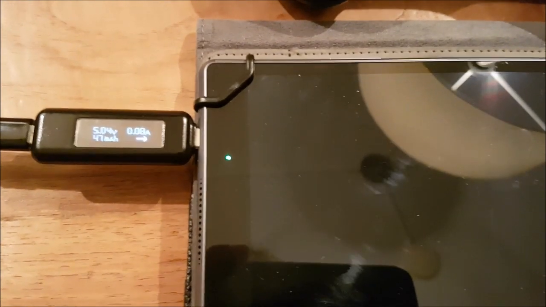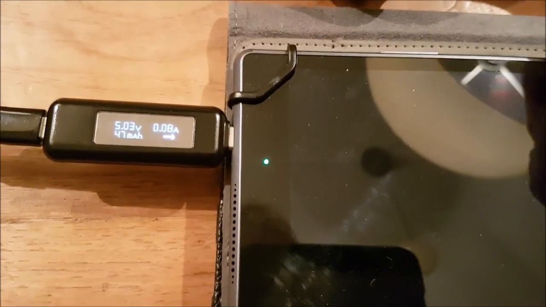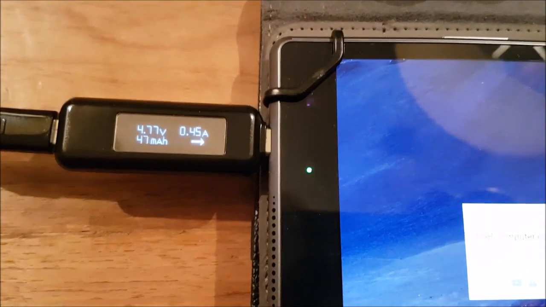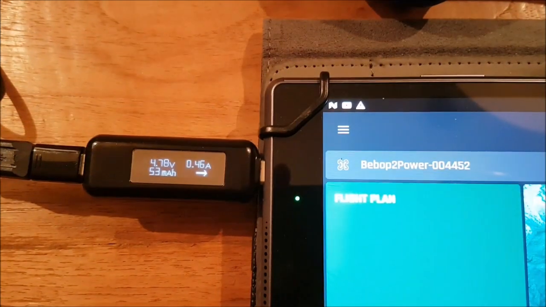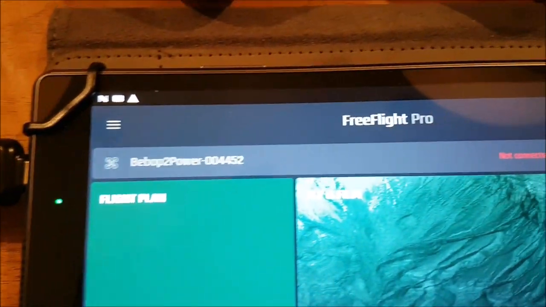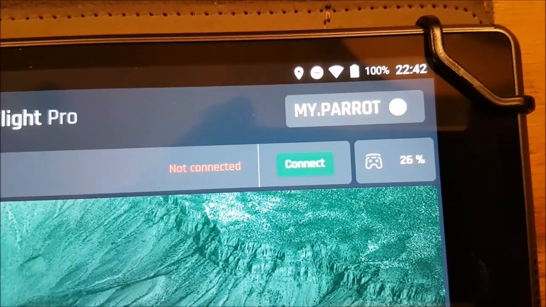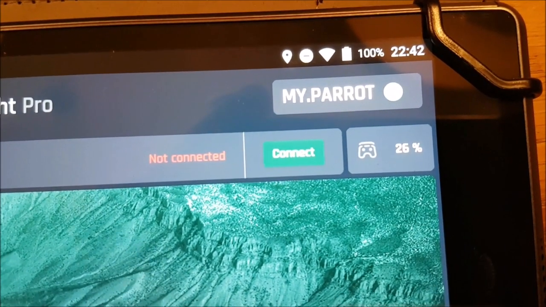When I turn on the screen, I guess that the current will go up. Yes, that's correct. Now my screen is turned on. The level of the batteries of the controller is 26%.